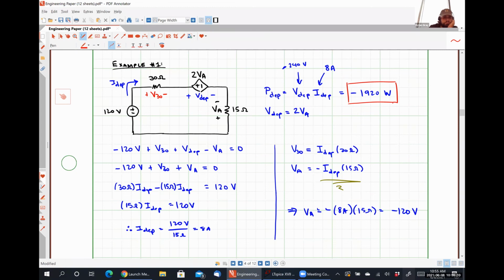Positive 1920. Exactly right. So if it's absorbing negative 1920 watts, it's supplying positive 1920 watts. I just want you guys to pay attention to that simple relationship.